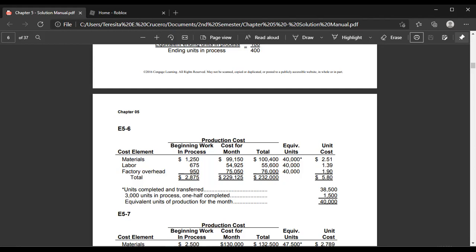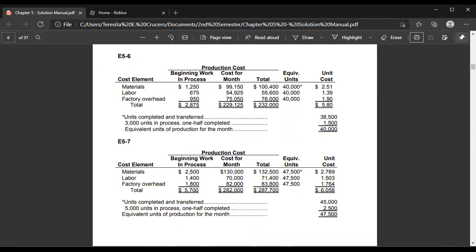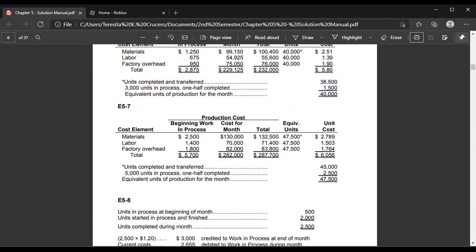The units completed is 38,500, and the ending inventory of 3,000 units, 1/2 completed. So you get 1,500. So the equivalent units of production is 40,000. We divide the total cost by 40,000. We now get your unit cost, and the average unit cost is 5.80. Next, we go to number 7, computing unit cost.